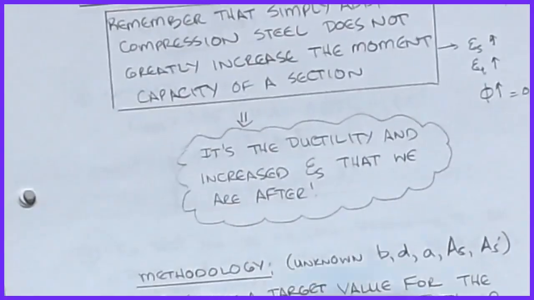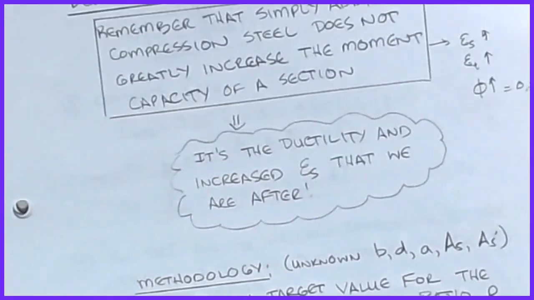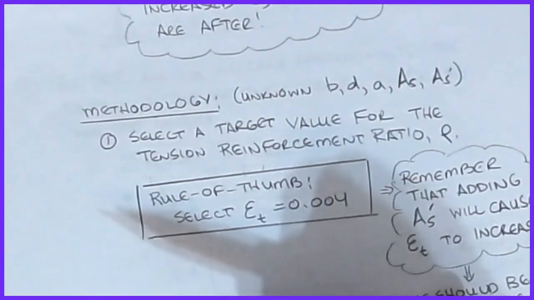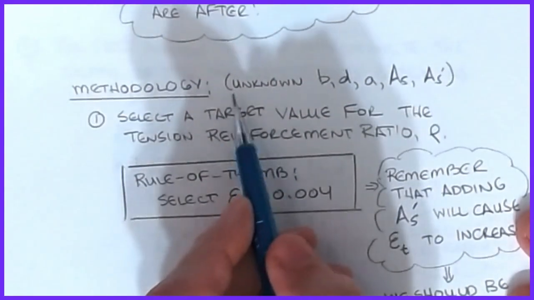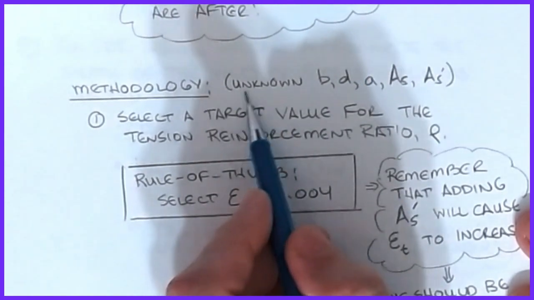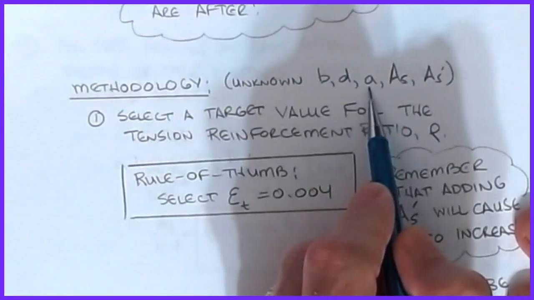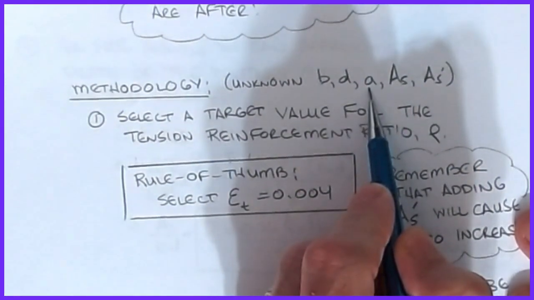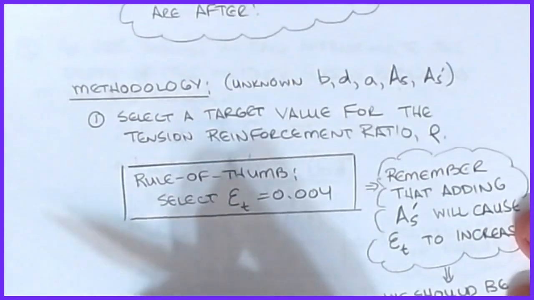But more often than not, it's the increase in ductility, the increase in epsilon s, that we are after, because that helps us with the phi factor. All right, so here's our methodology, kind of like what we talked about with the singly reinforced design video. In our sections, we have several unknowns: the width, the depth, the stress block a factor for Whitney, the amount of steel in tension, and the amount of steel in compression.